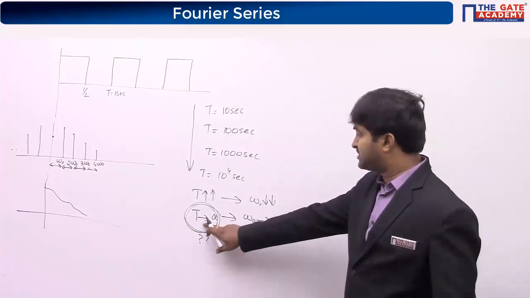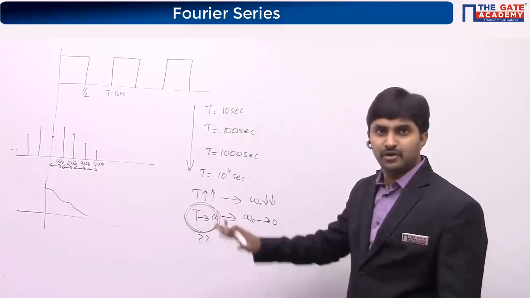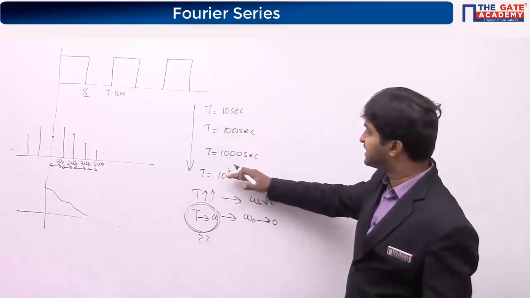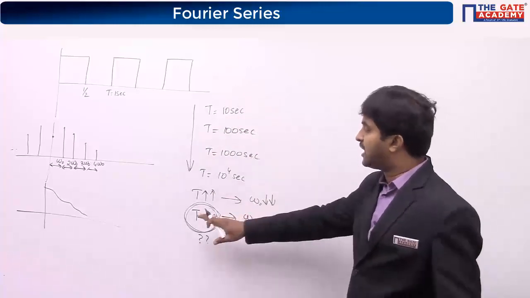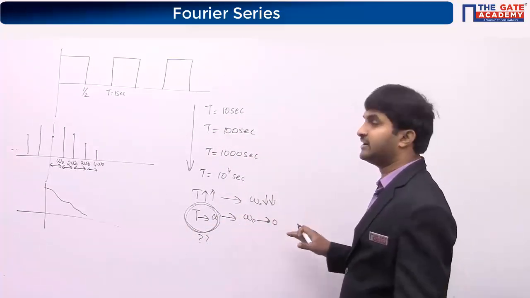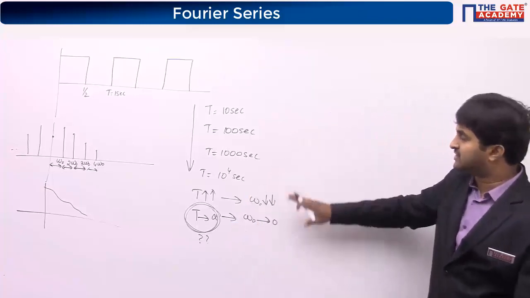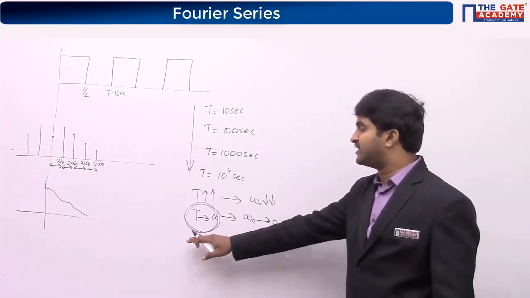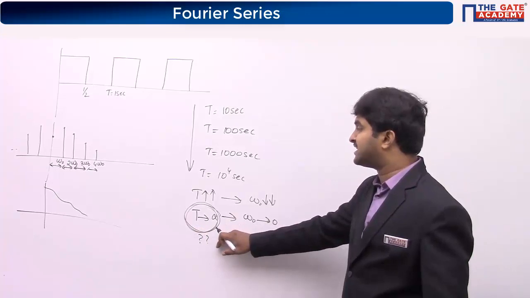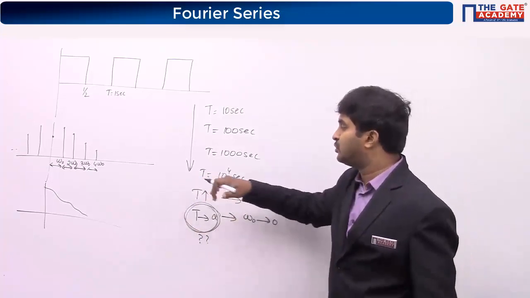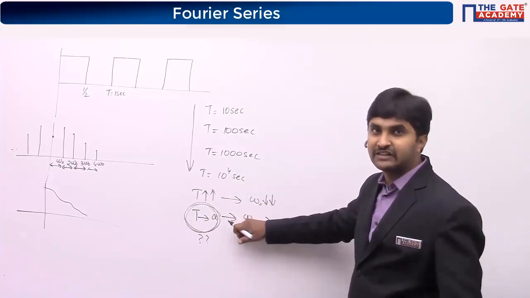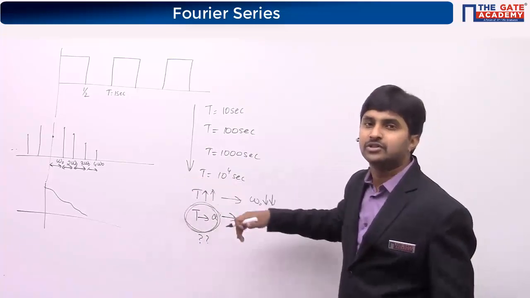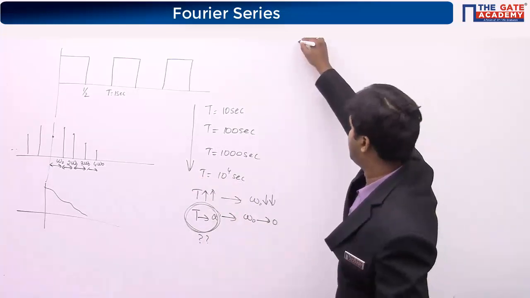I am sure this part is understood by all of you. Whatever is explained here: the time period is increasing, the value of omega naught comes down, the time period tends to infinity, the value of omega naught tends to 0. So we are discussing the case where the time period tends to infinity. It means that we are extending the concept of periodic functions to non-periodic functions.